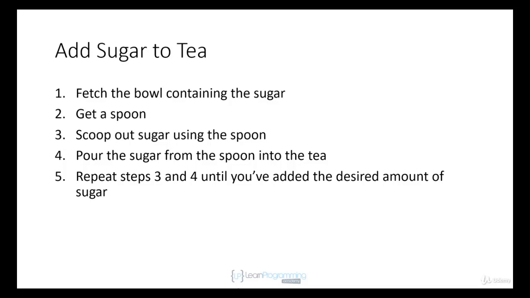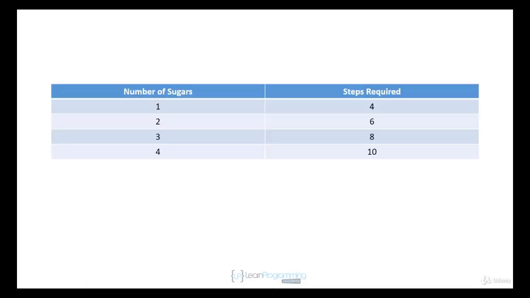Now we can see from this that the number of steps that it's going to take to add sugar to your tea is going to depend on how many sugars you want. If you only want 1 sugar, then this algorithm will run taking 4 steps. But if you want 2 sugars, it's going to take 6 steps because you're going to have to repeat steps 3 and 4. So let's have a look at what happens for the number of sugars. If you have 1 sugar, you just need to do 4 steps. If you have 2 sugars, you're going to need 6 steps. If you want 3 sugars in your tea, you're going to need 8 steps because you're going to have to repeat steps 3 and 4 3 times.